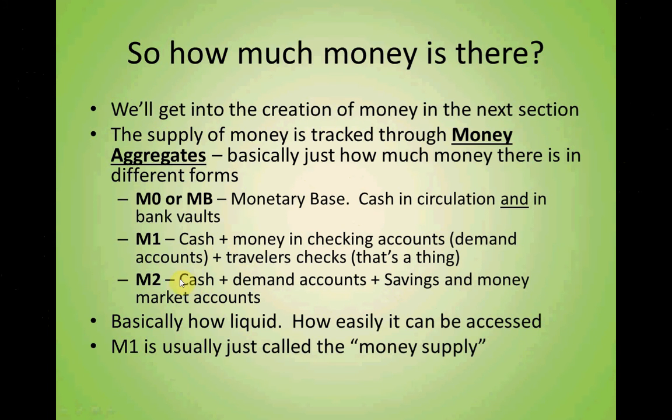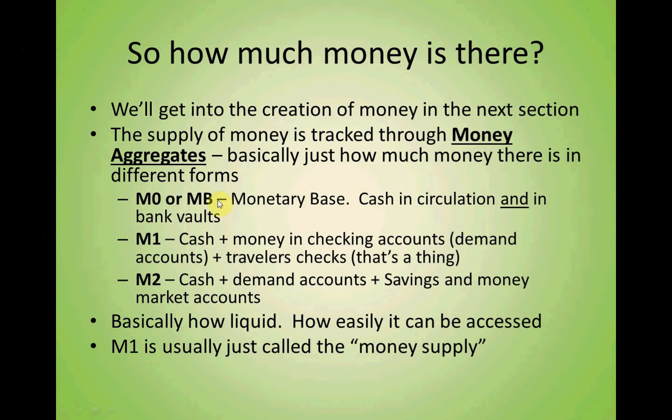So M2 is cash, demand accounts, and then money that's harder to get to. And we'll talk about how this actually happens. It's a strange system, but this is how the world works, and we'll get into it in the next section. But basically, it's how liquid the money is, how easily it can be accessed. So M2 is a little less liquid right here. This part right here is more illiquid, and so it's harder to get to. M1 is a lot easier to get to, and M0 is basically just cash.